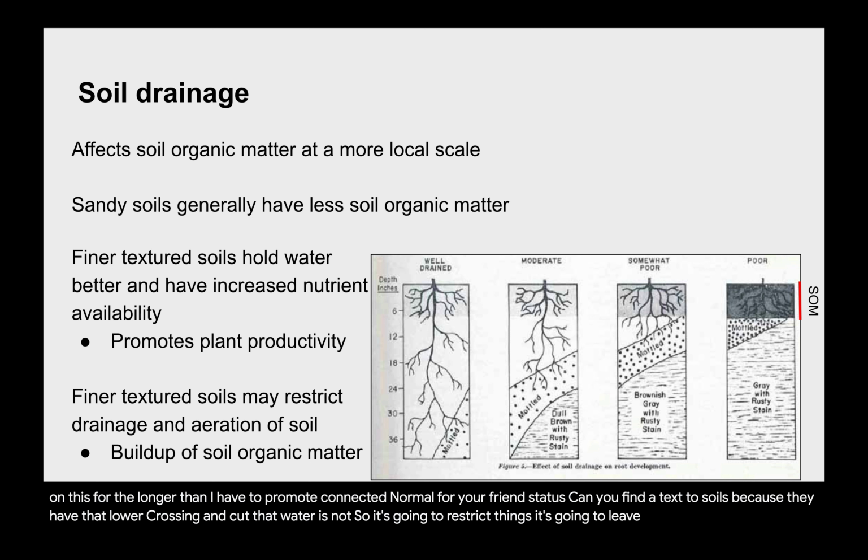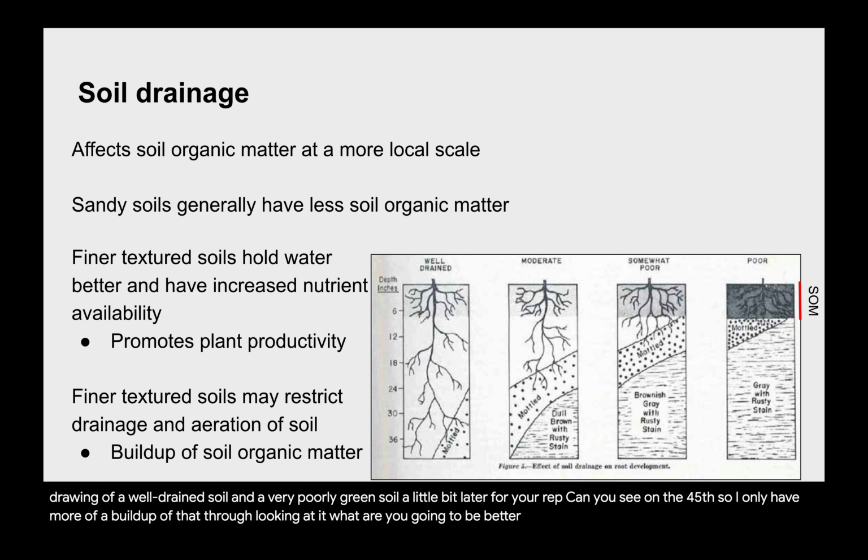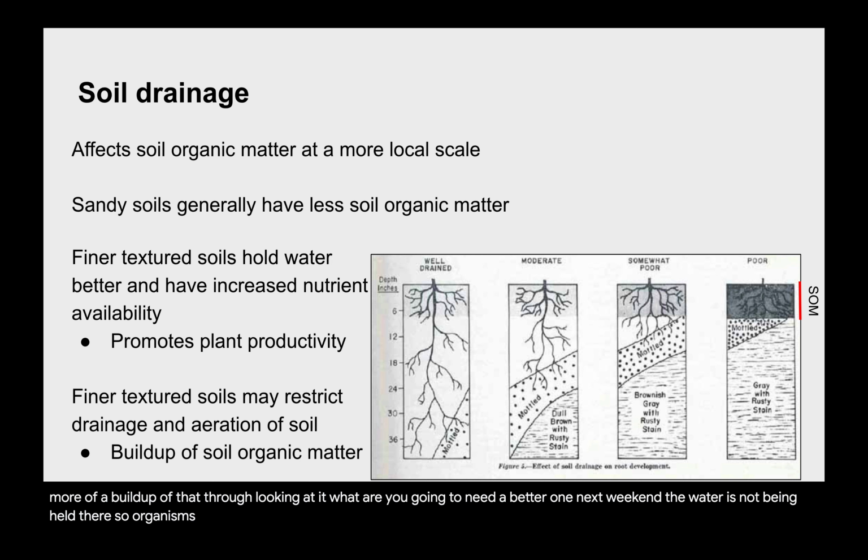I have this little image here where you can see a cartoon-ish drawing of a well-drained soil and a very poorly drained soil. And this top little layer here represents the soil organic matter. You see in the poorly drained soil, we have more of a buildup of that soil organic matter rather than in these that are well drained. And again, the water's not being held there, so organisms, plants in particular, can't really utilize it.